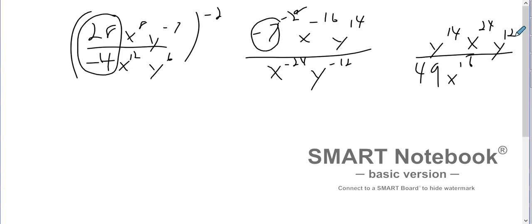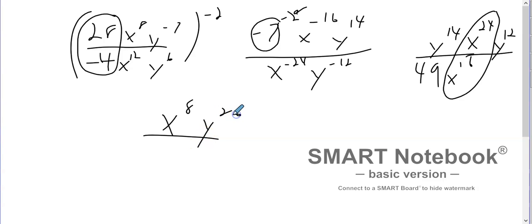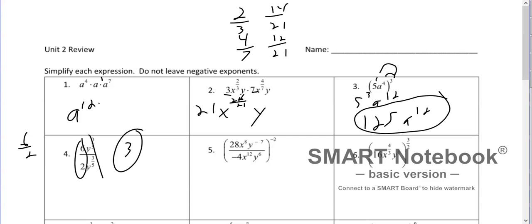Okay? So then when we clean it up, where do I have more x's? On the top. How many more? 8 more. Y's, 14 plus 12, that's 26. And 49 on the bottom. Okay? So again, that's x to the 8 times y to the 26 over 49.